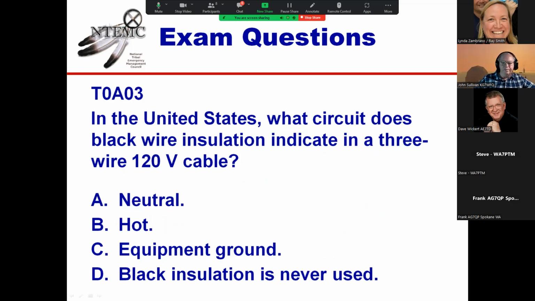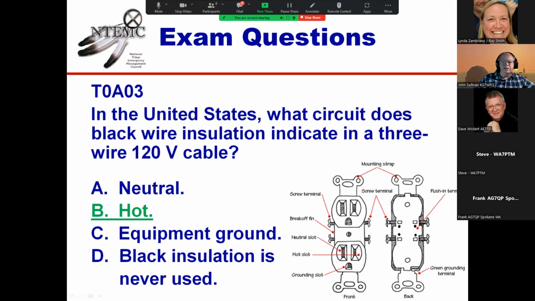In the United States, what circuit does the black wire insulation indicate on a 3-wire 120 volt cable? All right, so it's either going to be neutral, hot, equipment ground, or black is never used. Well, the answer is hot. In DC circuits, black is usually going to be minus or ground, and red is going to be positive. But we're talking about an AC circuit here. In AC wiring, black is the hot line, white is neutral, and green is ground.